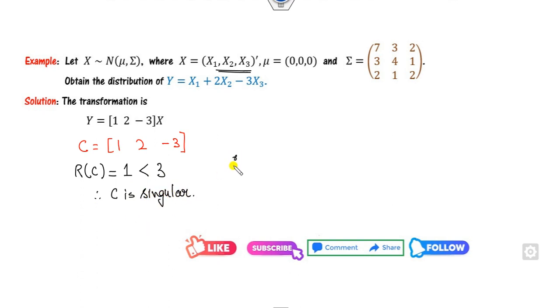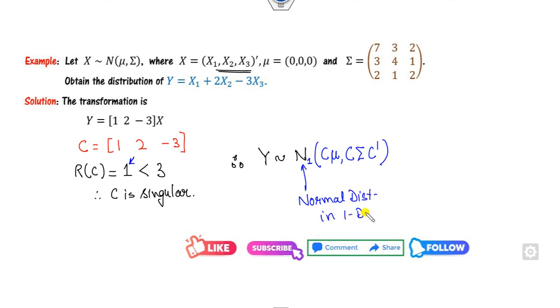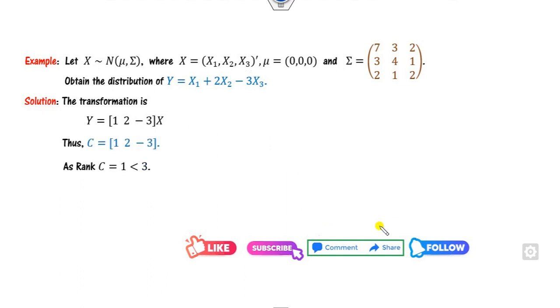Therefore, what is my y? Y will follow the normal distribution. What is the rank? It is 1. And the parameters are C mu, C sigma C transpose. So what is the meaning of N1? That is a normal distribution in one dimension. Now the rank of C is 1. So now my target is to find these two values, C mu and C sigma C transpose.